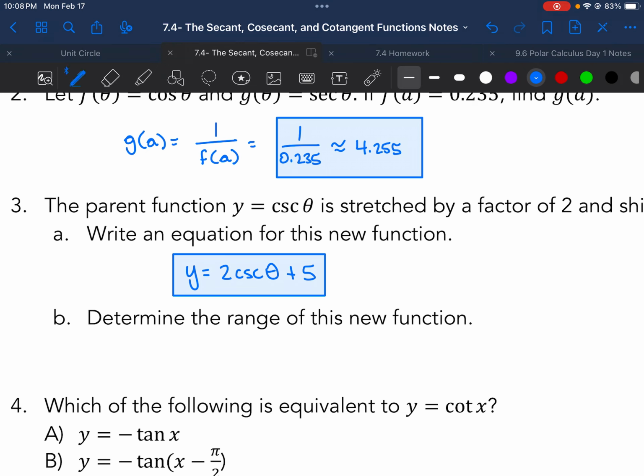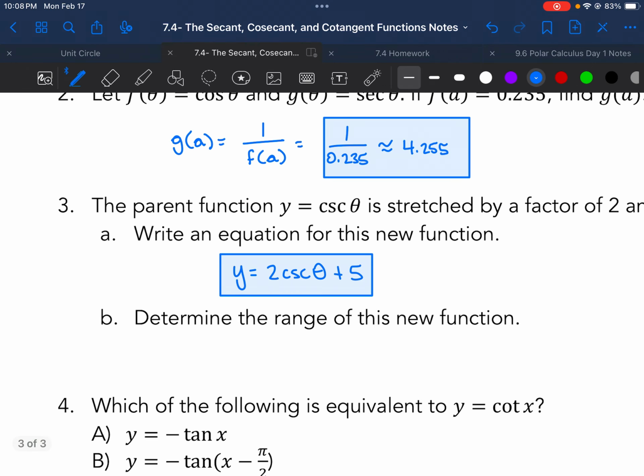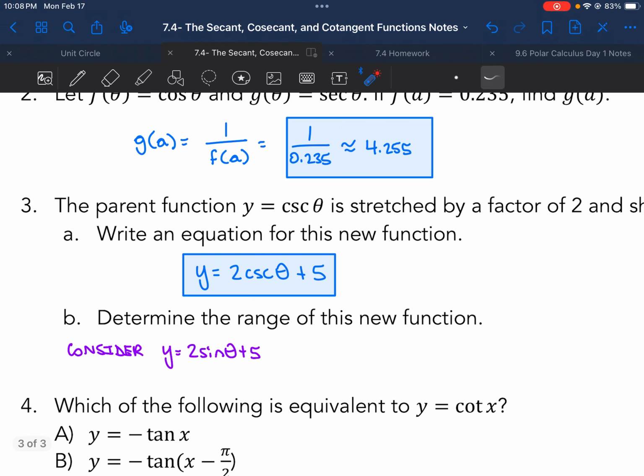Now, part B, determine the range of this new function. So here's how I want you to think about this. We know that cosecant is sine's reciprocal, okay? So consider if this was y equals 2 sine of theta plus 5. We know it's 2 cosecant of theta plus 5, but consider if we swapped cosecant with sine, its reciprocal. What would the range of 2 sine of theta plus 5 be?